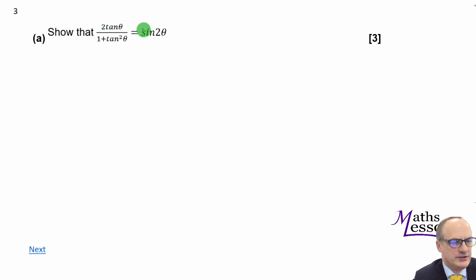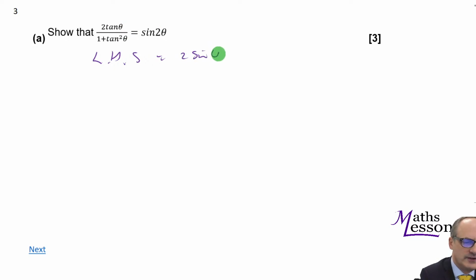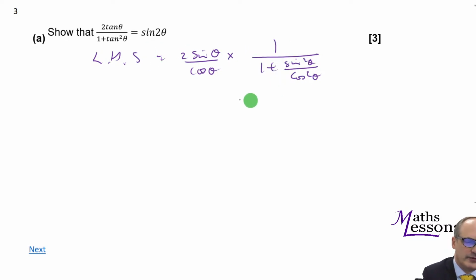Generally, as a rule of thumb, when you're doing these proofs, you want to take the complicated side and try and turn it into the simple side. So what we're going to do is take the left-hand side, and I'm going to write this all in terms of sine and cos. So the top is equal to 2 sine theta over cos theta, and I'm going to divide that by the bottom, or actually, I'm going to write times by the reciprocal of the bottom. So I'm going to times by 1 over 1 plus sine squared over cos squared theta. So I've written the tan squared as sine squared over cos squared, and doing times by 1 over that is the same as dividing by the bottom.